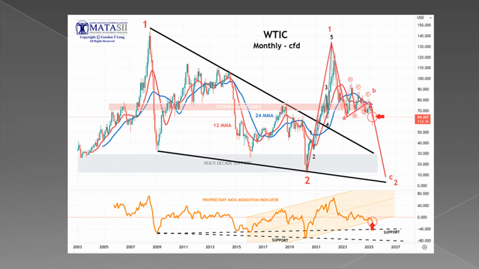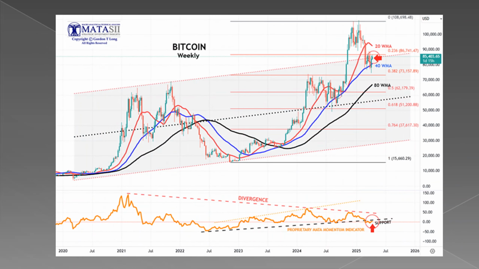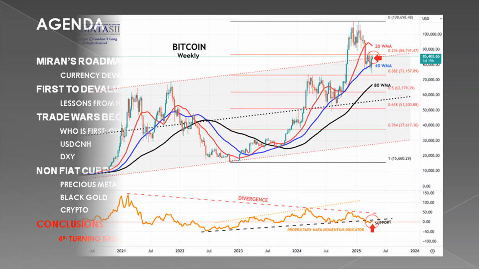We suspect oil, as represented by the West Texas Intermediate Crude, or WTIC, is headed lower as a consequence of global slowing and increased production coming online from Trump policies. Bitcoin is currently in the process of consolidation. A break of the proprietary Matasi momentum indicator in the lower panel, and we're likely off to seriously higher prices.